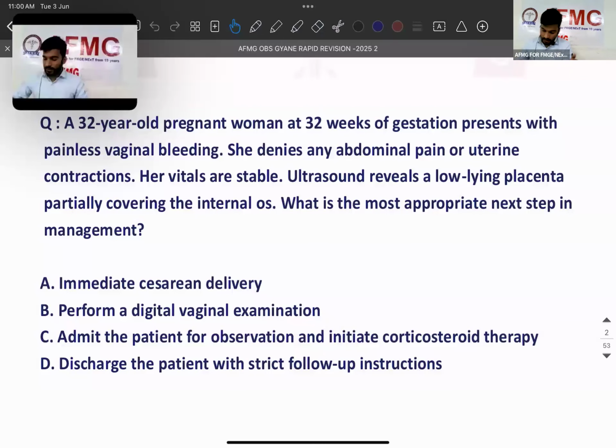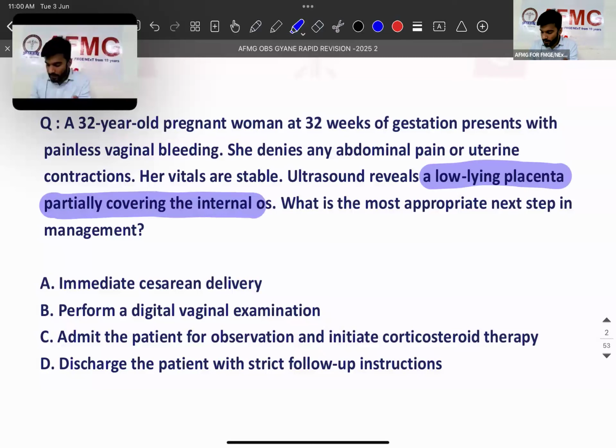Any abdominal pain or uterine contractions? Vitals are stable. The ultrasound reveals a low-lying placenta, partially covering the internal os. What is the most appropriate next step?